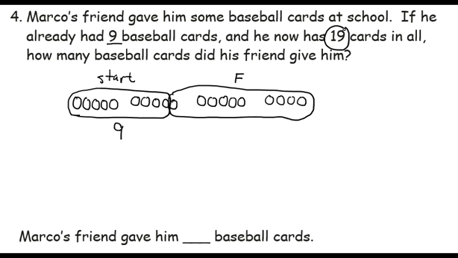Now we just have to count these. Well, I have 1 and 5 is 6, and 4 more is 10. 9 and 10 make 19, so that gives us our total. And then Marco's friend gave him 10 baseball cards. And that's what that second group shows us.